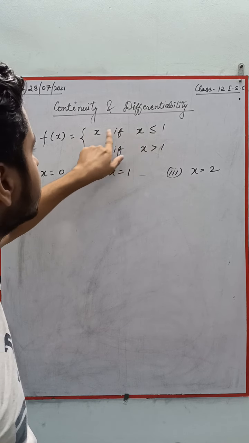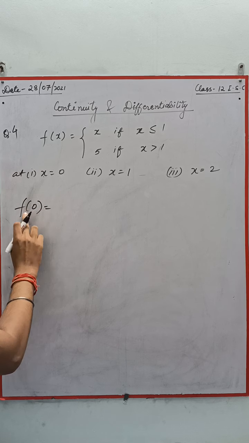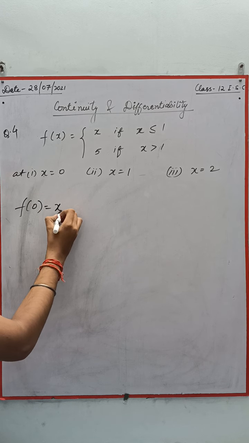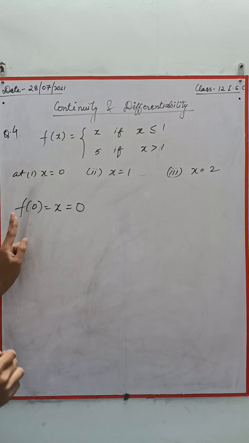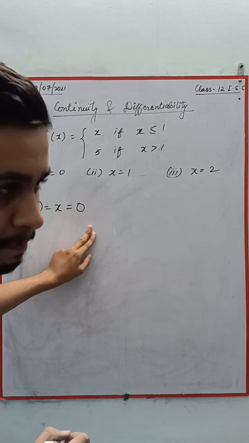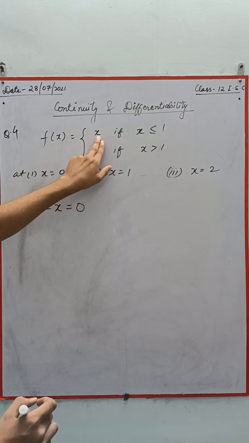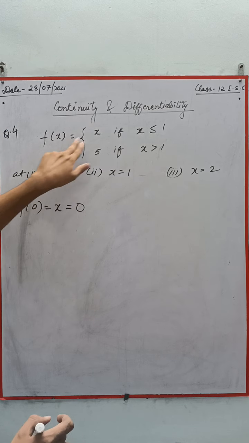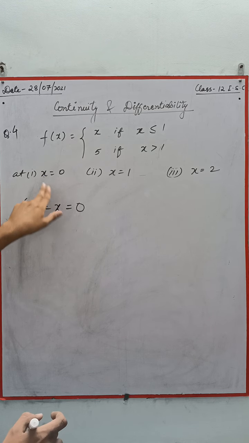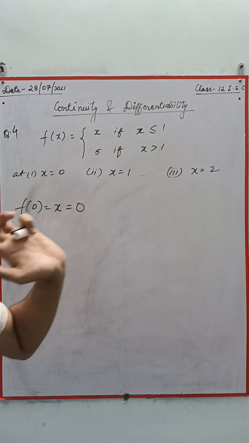So for x is equal to 0 we are getting x as the answer. So at f(0) we are getting x, but as we considered x is equal to 0, finally our answer f(0) is 0 only. At x is equal to 0 we are getting x as the answer, because this inequality is satisfied by x is equal to 0, so this will be our answer. But as x is equal to 0, f(0) is 0.